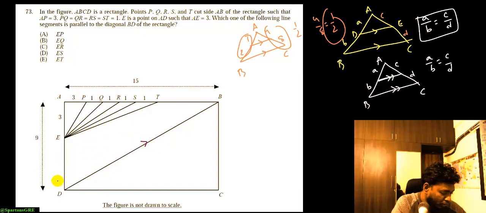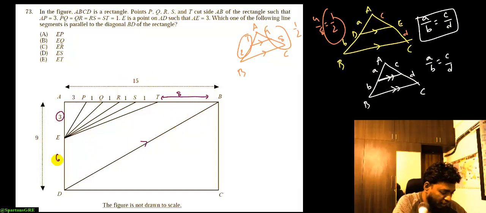line DB. So if you take this triangle, here it is 3, so this will be 6 because the total length is 9, and this is 15. Here 3 plus 4, 5, 6, 7 is the total. So this length will be 8, right? Now you're asked to find which line is parallel to BD, right?